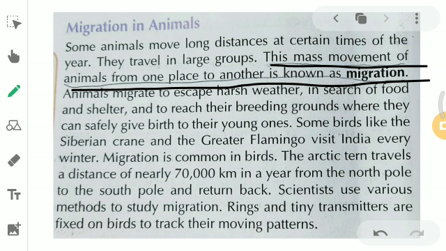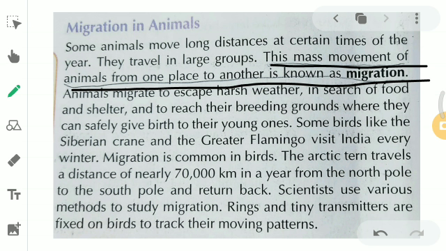What is the purpose? When summer season starts in Russia, they migrate to get protection from the hot climatic conditions of Russia, and come to India to get the cold conditions when we have winter. When we get the summer season, again they go back to their original place like Russia. Like that, different animals move from one country to another country.